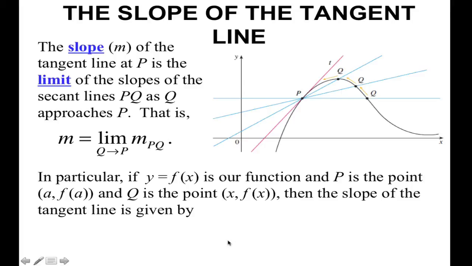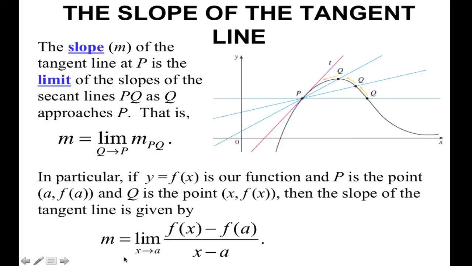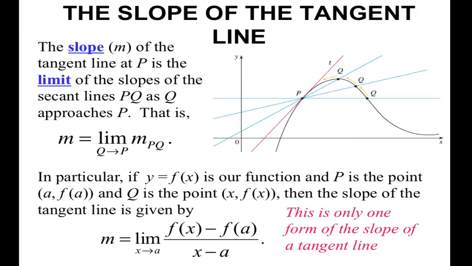In particular, if y equals f of x is our function, and P is the point (a, f of a), and Q is the point (x, f of x), then the slope of the tangent line is given by the limit as x approaches a of f of x minus f of a all over x minus a. So this right here was also how we calculated instantaneous velocity. This is only one form of the slope of a tangent line.